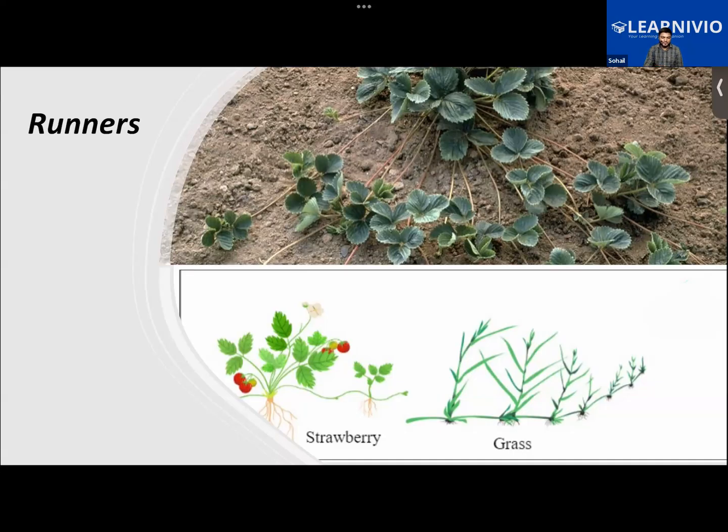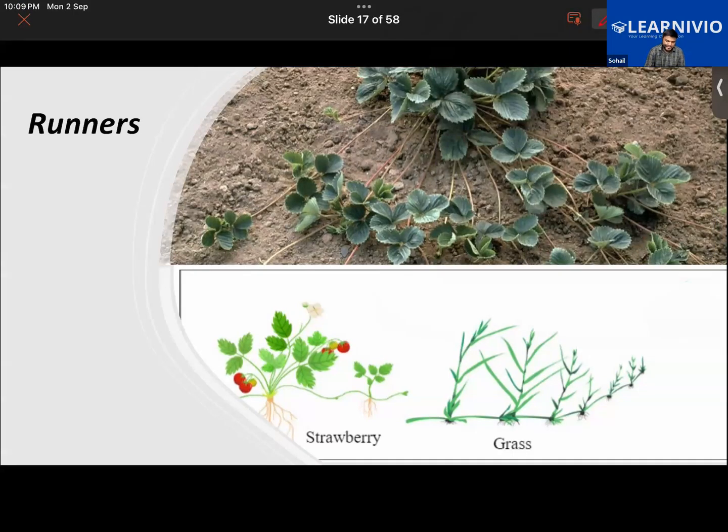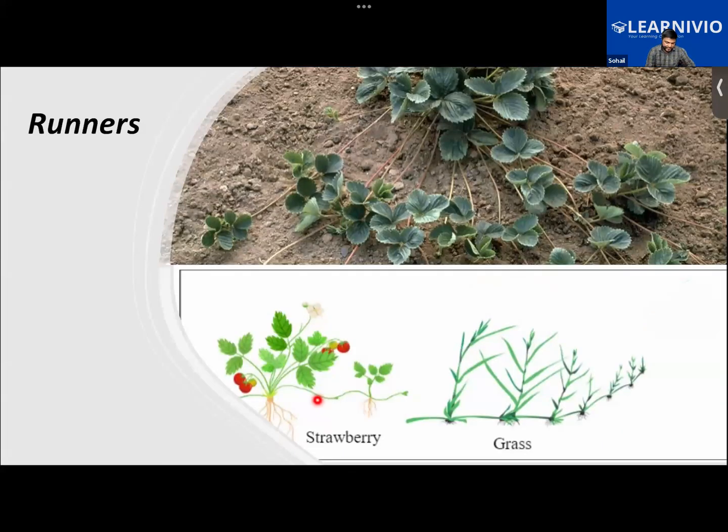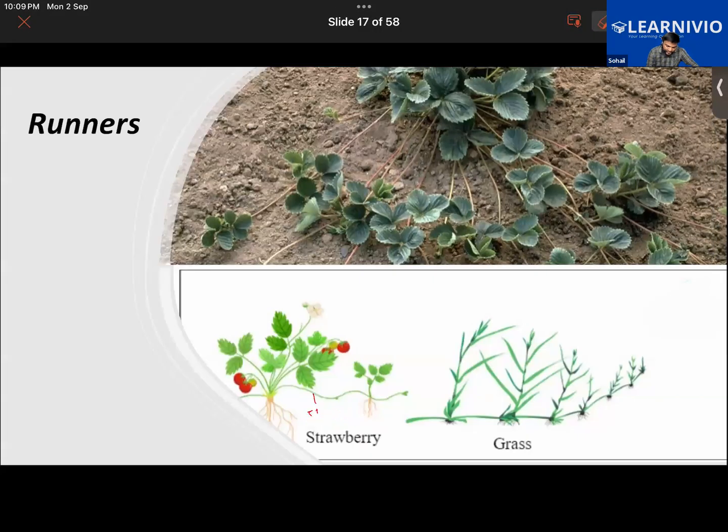Okay, so what we observe here, consider the case of the strawberry plant. The branch, this stem of the strawberry plant, is growing very close to the ground. So it has some stems, and those stems, by the way, are called stolons. Stolons, or also we call them runners. Let me write it once again. These are called stolons, or also called runners.